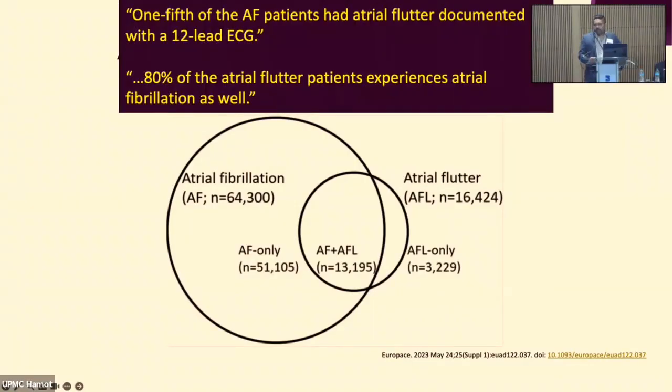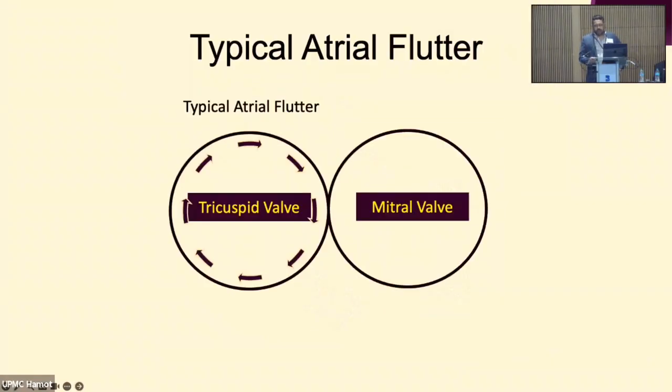One-fifth of AFib patients had atrial flutter. So 1 in 5 patients that had AFib also had atrial flutter. And it's important for me because if we're taking someone for an ablation and if they have flutter, it makes sense to ablate both of those arrhythmias at the same time. But the converse actually is much more important. 80% of atrial flutter patients will experience atrial fibrillation at some point. And that's troubling. I'll tell you why as we go along.